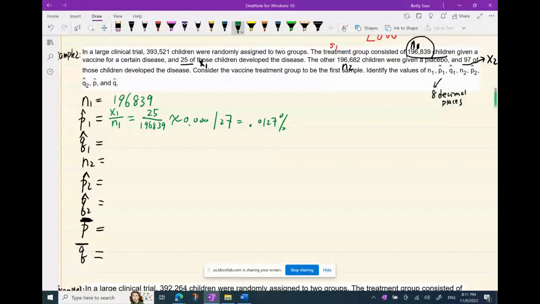Tiny percent. Do you have the same thing? We want the percentage to be tiny, right? Because the success is not really success. It's sad, the children develop the disease. That's really bad. So we want the percentage as low as possible. Then Q1 hat would be 1 minus P1 hat. I'll let you figure that out. Just subtract this decimal from 1.